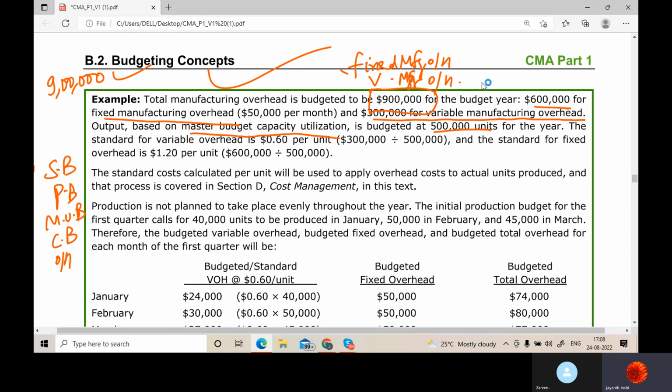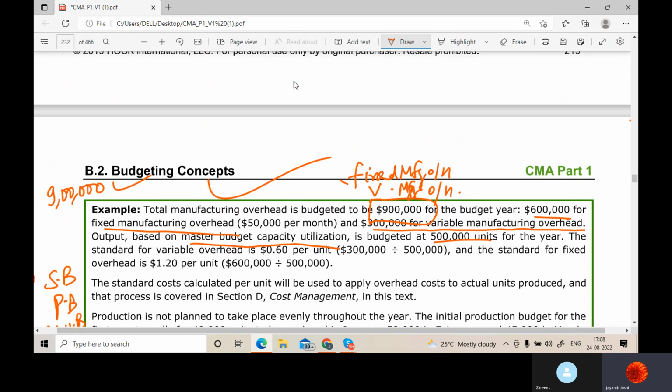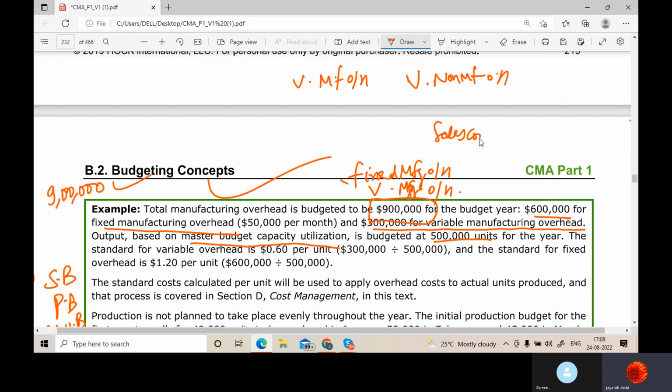See, variable overheads can be of many kinds: variable manufacturing overheads and variable non-manufacturing overheads. In that I can say sales commission. Very simply understood. Sales commission is a variable non-manufacturing overhead. But variable manufacturing overhead can be what?